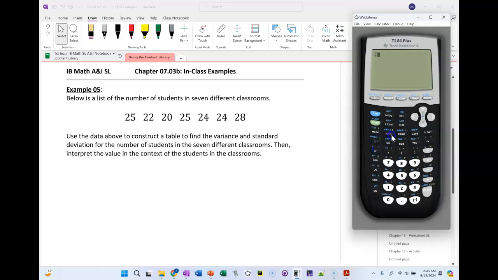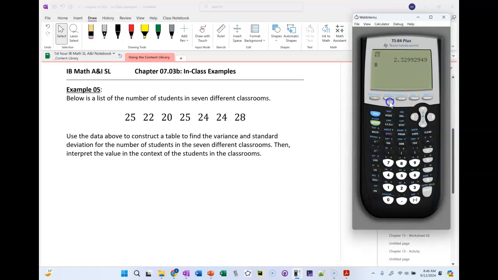So I'll go back to the vars menu, and I'm going to grab that X bar. Now it's a new X bar because I ran a different one variable stat. So that old 24 that was in there has been replaced with that 5 point whatever there. And that would be my standard deviation.